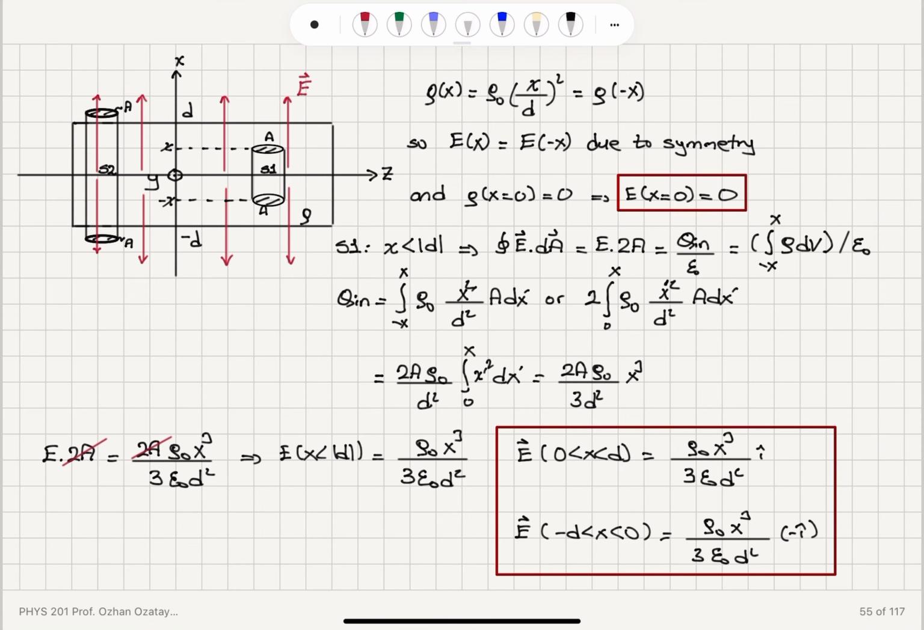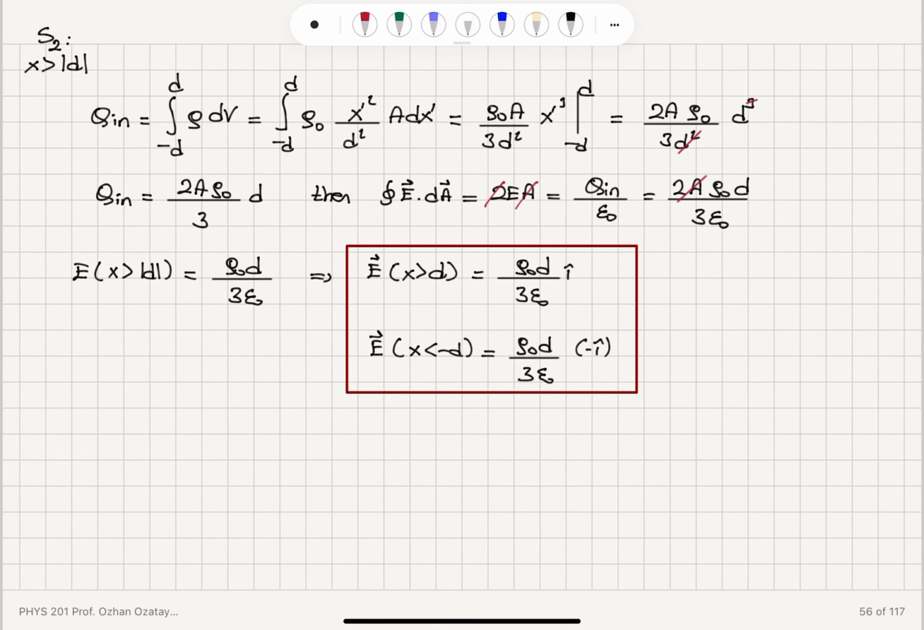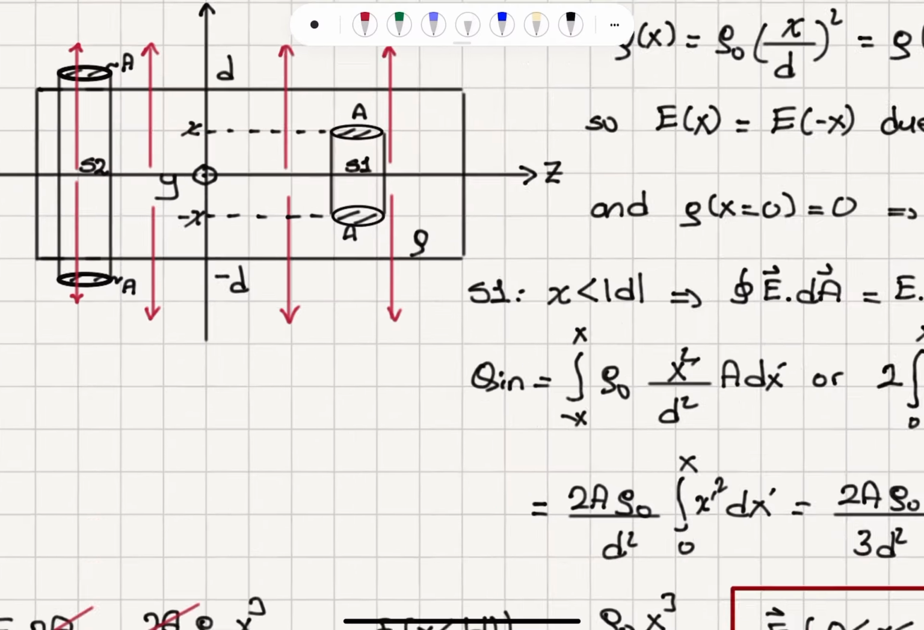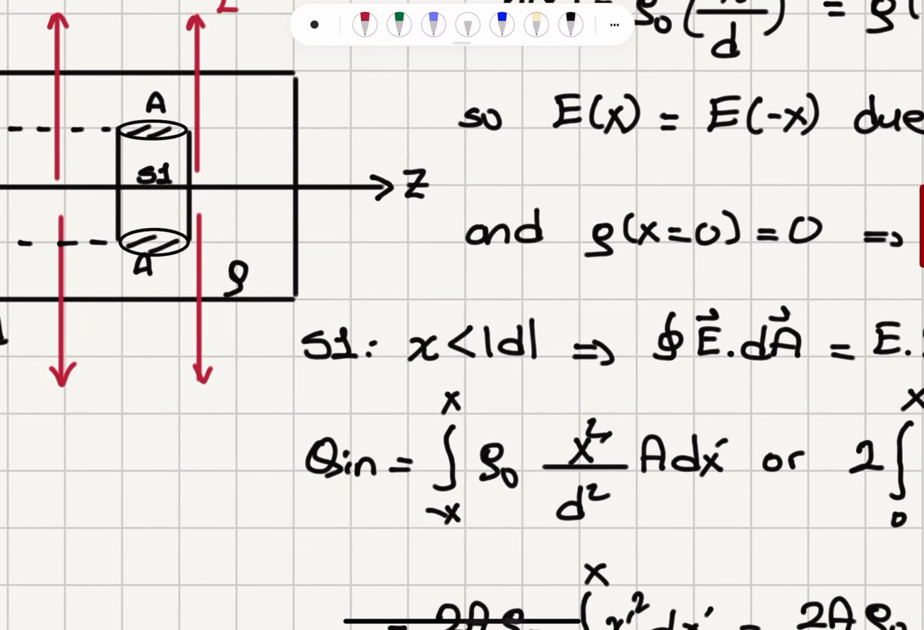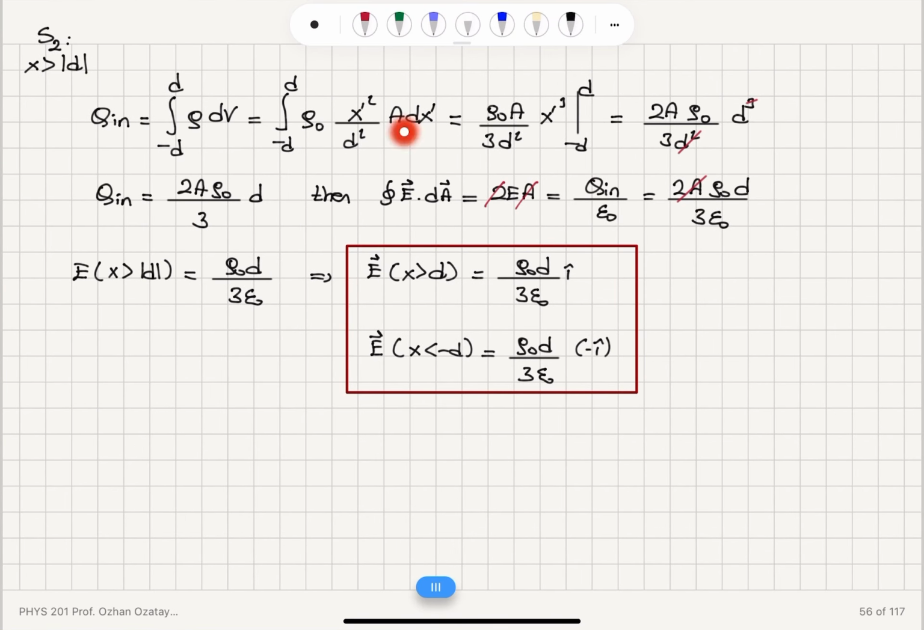For the second Gaussian surface, the total charge enclosed is the integral from minus d to plus d of rho dV. And for this Gaussian surface, dV is equal to A dx again. So A dx prime, rho 0 x prime squared over d squared. That integral gives me 2A rho 0 d over 3. And the closed surface integral, the net flux 2EA, is equal to this charge divided by epsilon 0. So I find the magnitude rho 0 d divided by 3 epsilon 0.